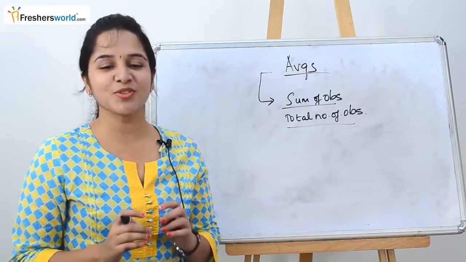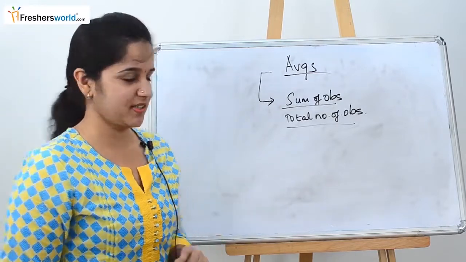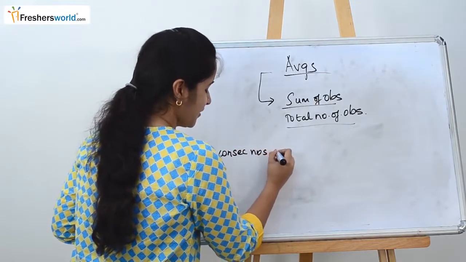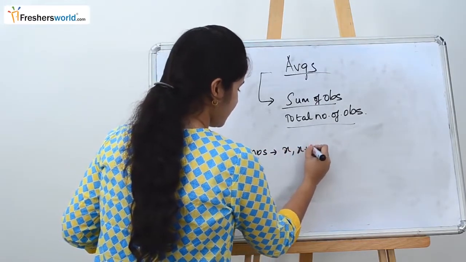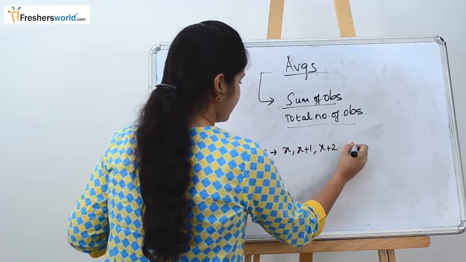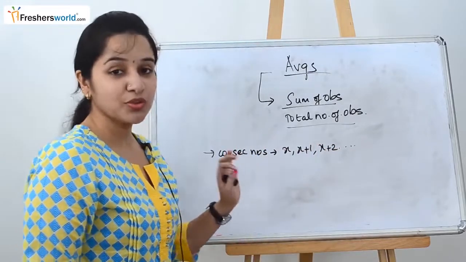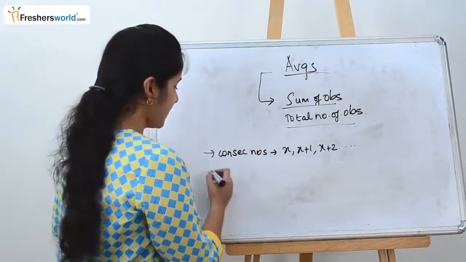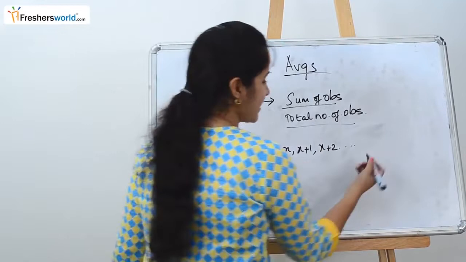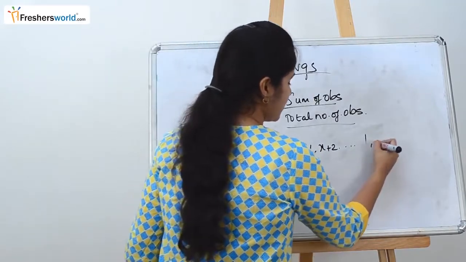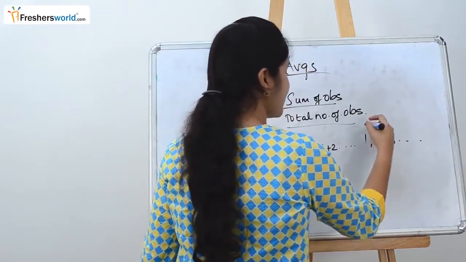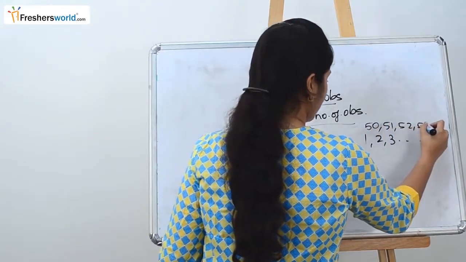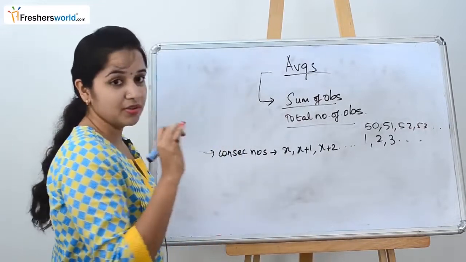There are basic concepts which you should know for solving averages. So first is consecutive numbers. What are consecutive numbers? It's nothing but x, x plus 1, x plus 2. I will tell you why we should know these and the type of problems which you can easily solve from them. So first is consecutive numbers. Let's take x as 1. So x plus 1 is 2, 3. Similarly, let's take x as 50. Then x plus 1 is 51, 52, 53, 54 and so on. So these are consecutive numbers.